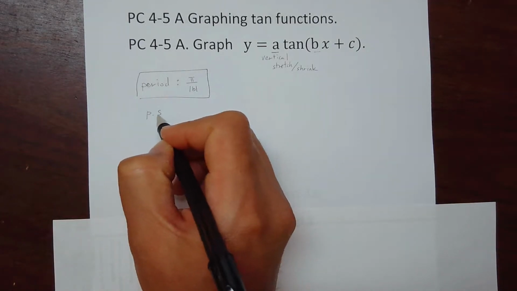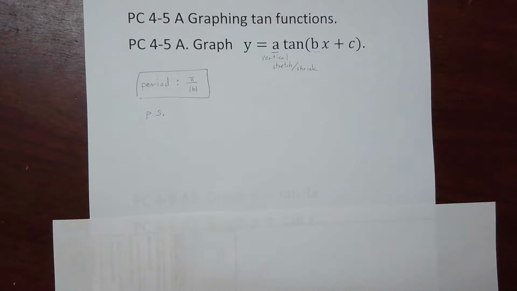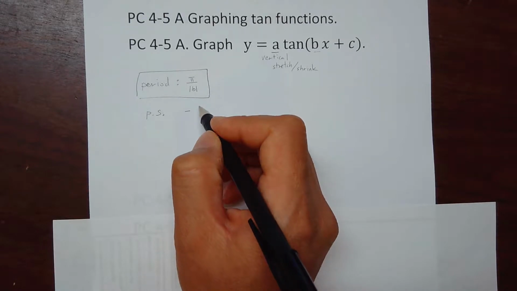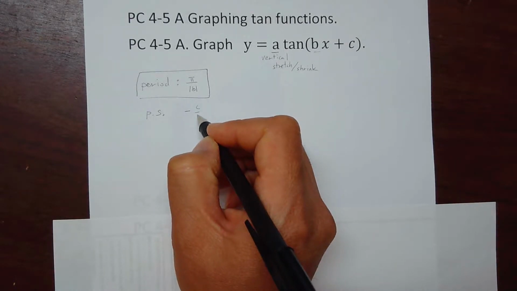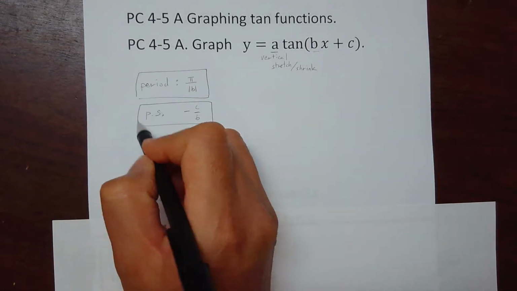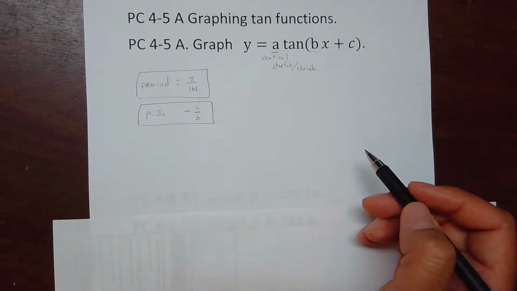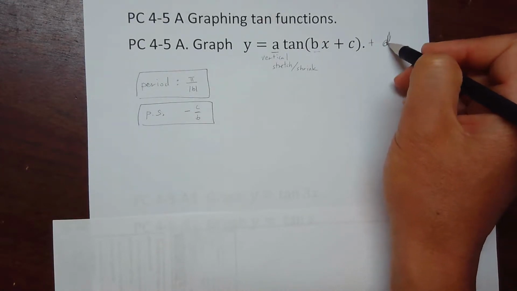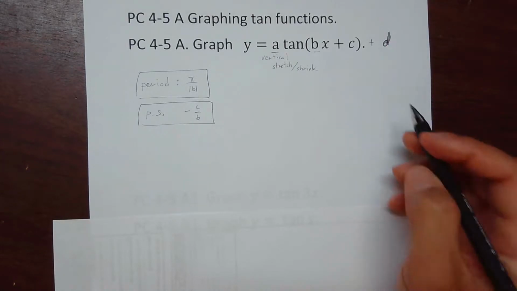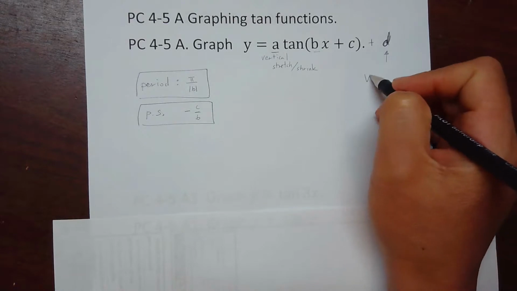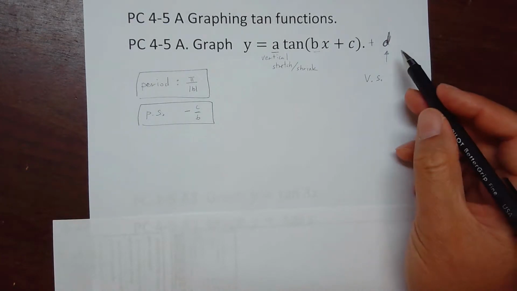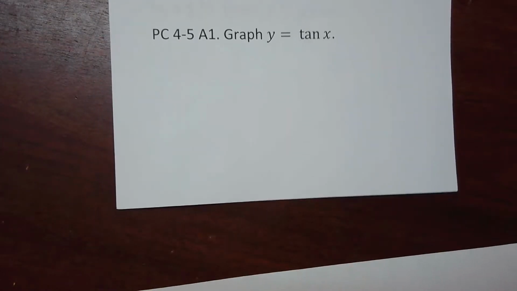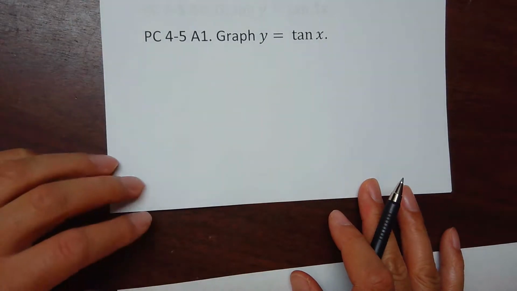Phase shift, which means horizontal shift, will be minus c over b. Also, you need to memorize this. Of course, if there is a plus d outside, that will be related to vertical shift, either moving everything up or down. So that will be the general explanation, and let's try to graph tangent x.